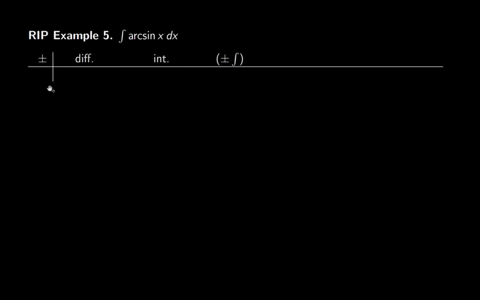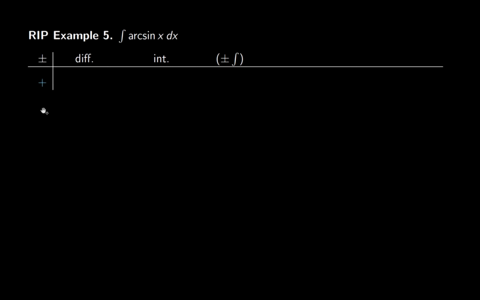We always start with 4 columns, alternating plus minus signs, functions to differentiate, functions to integrate, and a 4th column representing the integral of the product of the information in a given row. In this case, we're just going to need one iteration of integration by parts, but then we're going to need to do some substitution. Alright, let's see how it works.